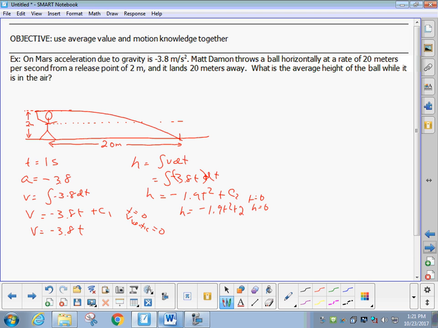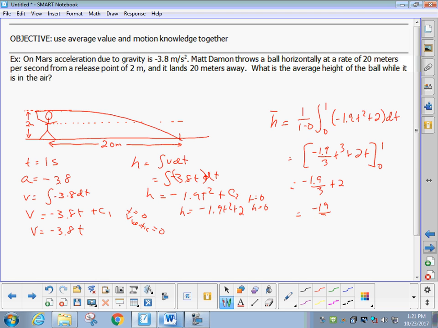How do you find the average value of something? I'll call that h bar for average height. 1 over 1 minus 0, integral from 0 to 1 of negative 1.9 t squared plus 2. So, why pick up a calculator to do something I could easily do mentally? Negative 1.9 over 3 t cubed plus 2t from 0 to 1. So that's negative 1.9 over 3 plus 2 minus 0. Maybe negative 19 thirtieths plus 60 thirtieths.